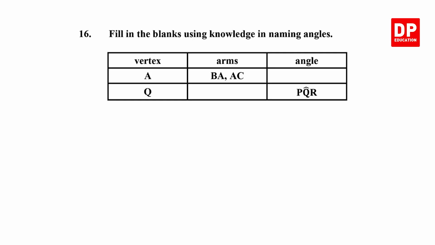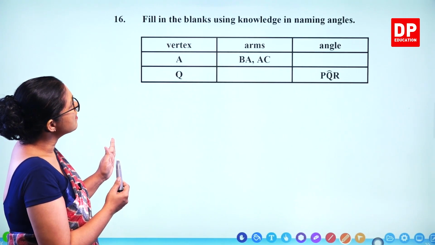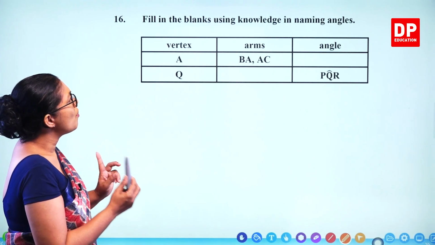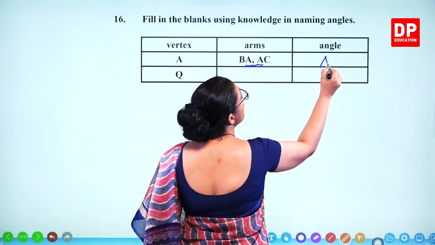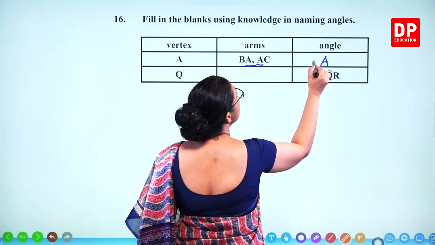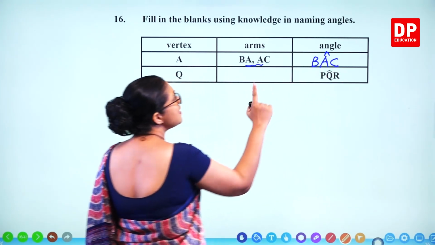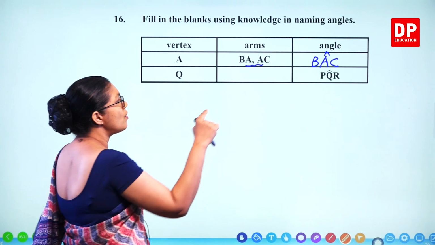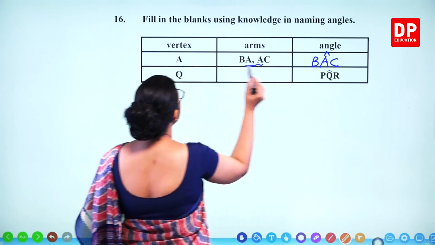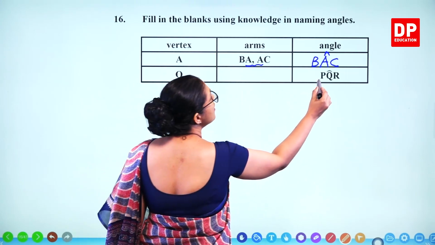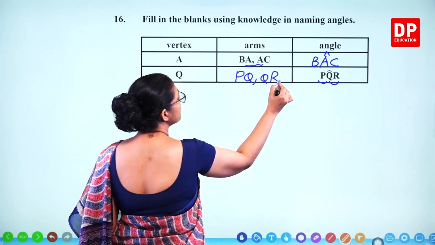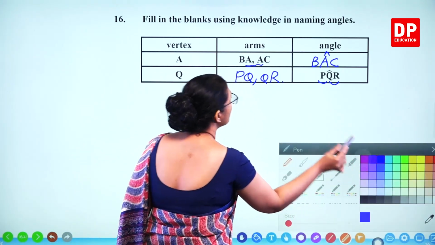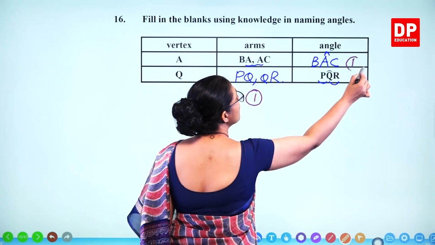Question number 16. Fill in the blanks using knowledge in naming angles. A is the vertex. Arms are BA and AC. So what's the angle? We take, this is the vertex. That's the middle letter. So BAC. Or you can write CAB. That's the angle. Now the angle is given. So Q is the vertex point. So what are the 2 arms? PQ and QR. We'll give 1 mark here, 1 mark for this part.